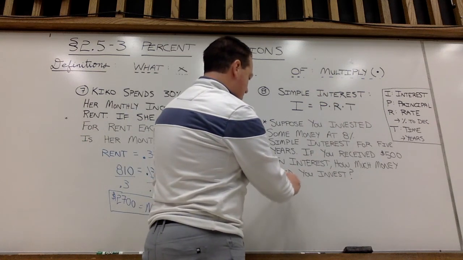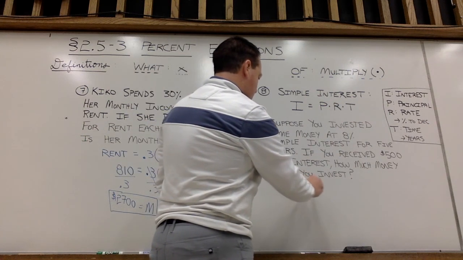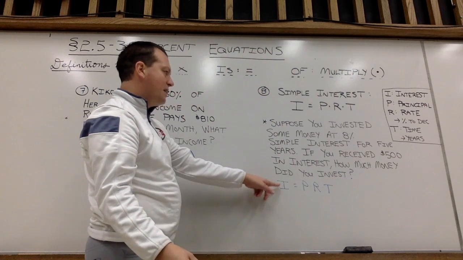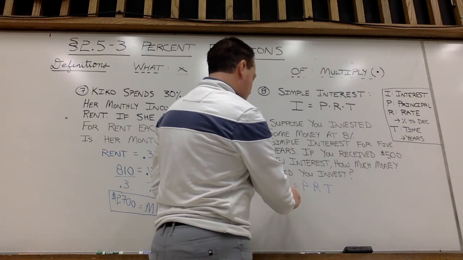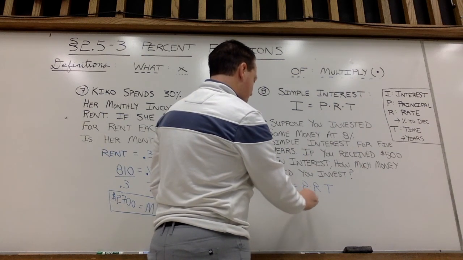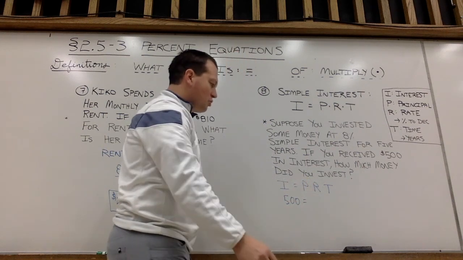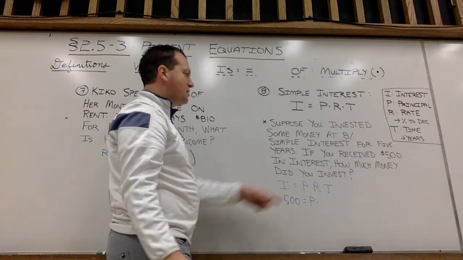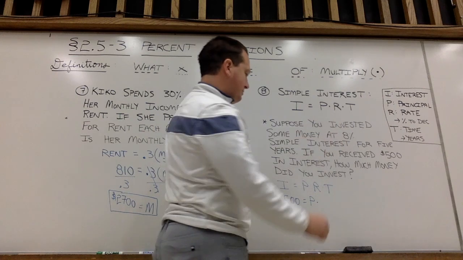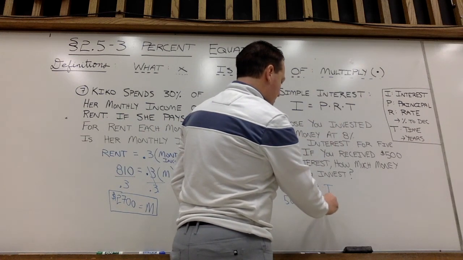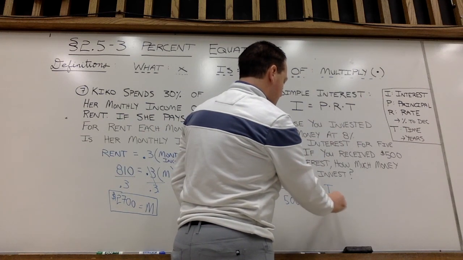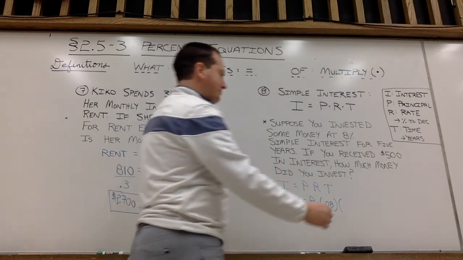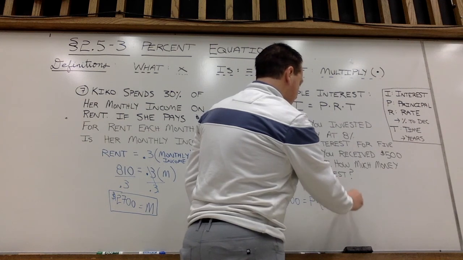So if I write out my equation here, I equals PRT. I, we're told that we received $500 in interest. P, the principal, that's what we're trying to find. R, the rate, we said was 8%. So be careful, 0.08, times T, the time in years, is 5.